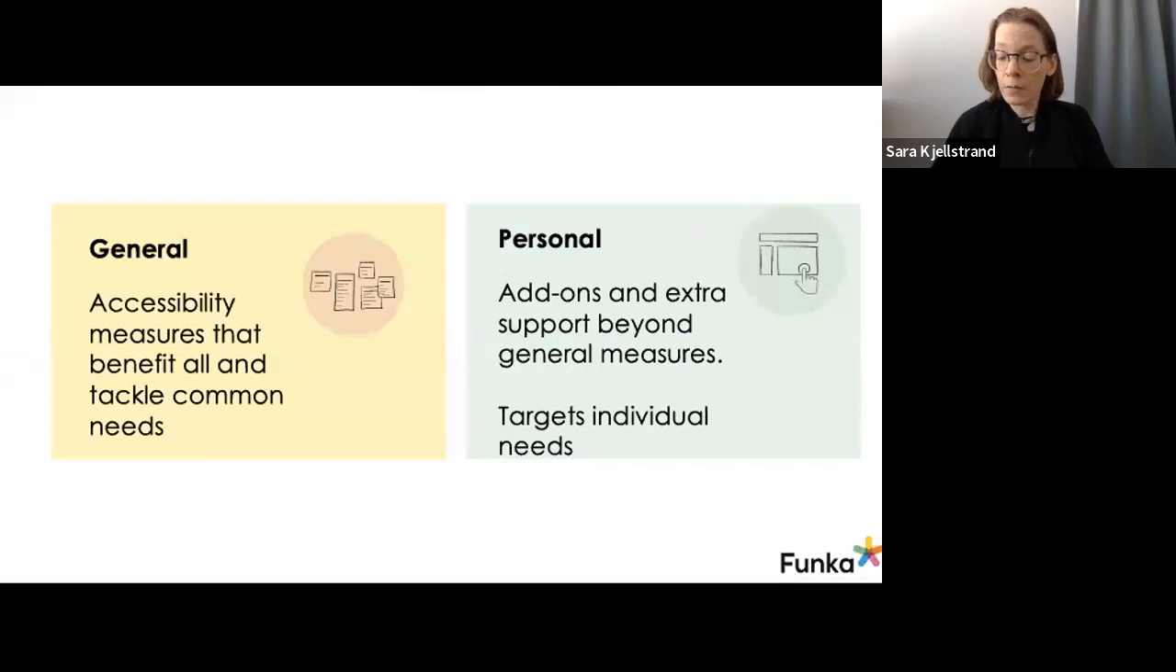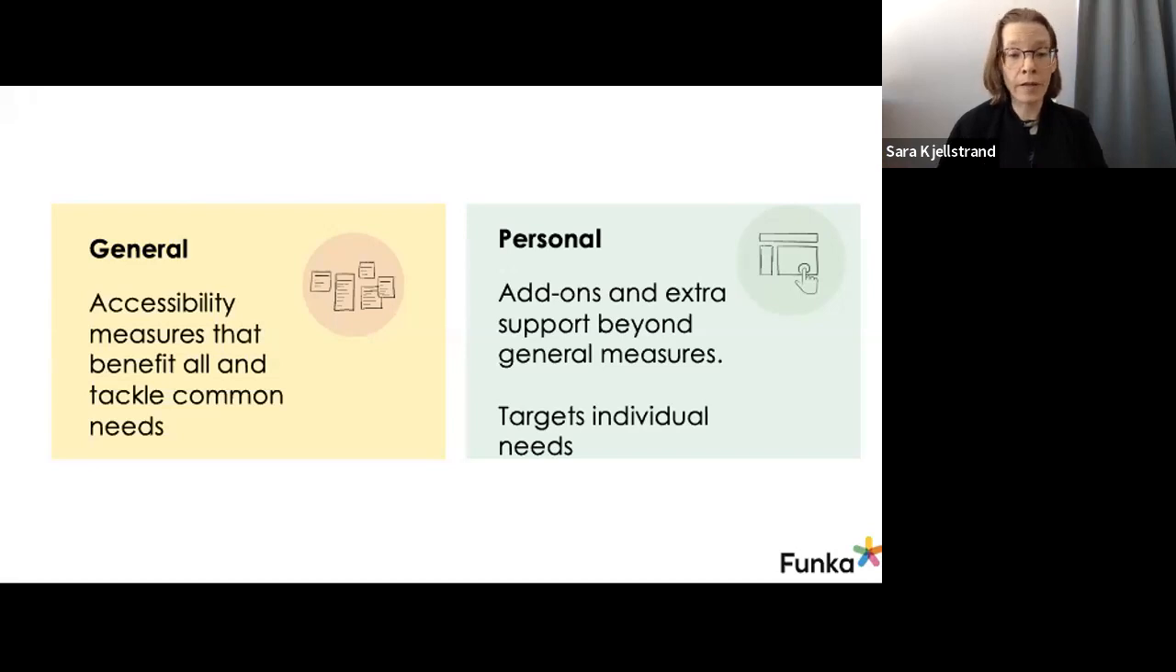So just before we get into the more practical details, in the pilot study that I will also talk more about shortly, we have two types of recommendations on how you can build more inclusiveness on the cognitive part. So the first are recommendations on a more general level, and this is accessibility measures that benefit everyone and that tackle common needs. And then we have recommendations that are on the more personal side. So with add-ons and extra support beyond the general measures. And these target individual needs.